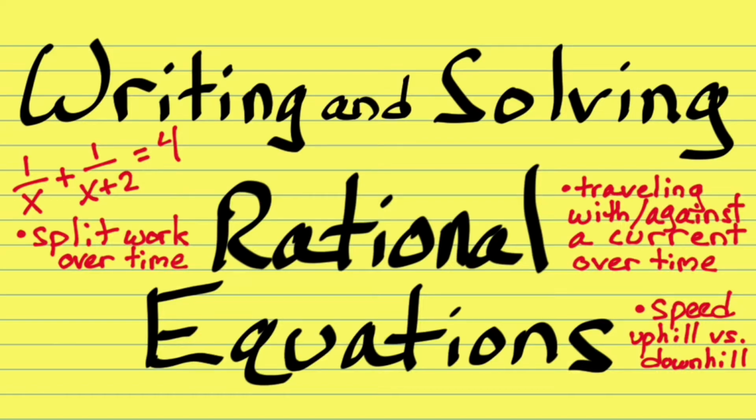For example, you might be in a split work situation over some period of time. Maybe you and some other people are mowing lawns together, and how fast could you all collectively mow one lawn at the same time if we know how fast you individually mow one lawn by yourself.